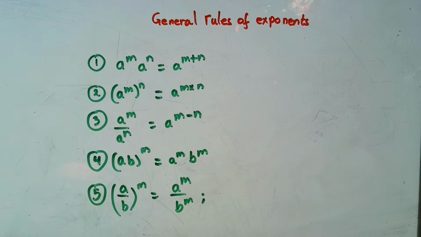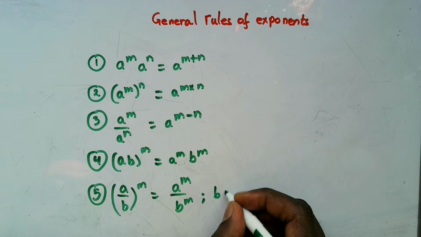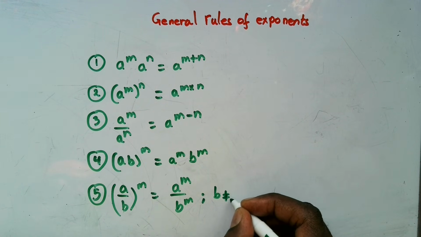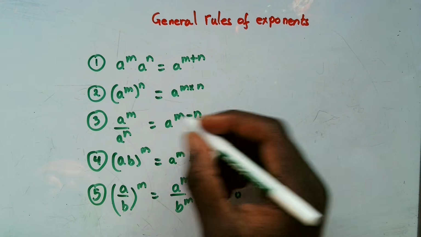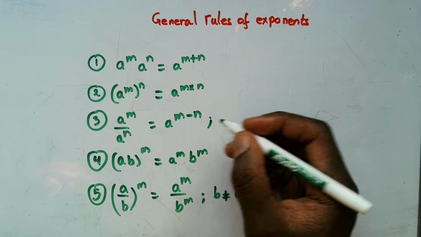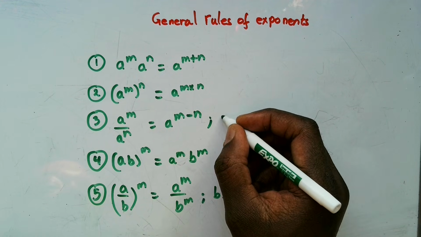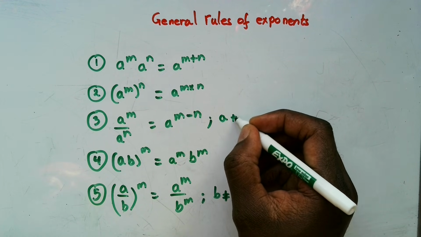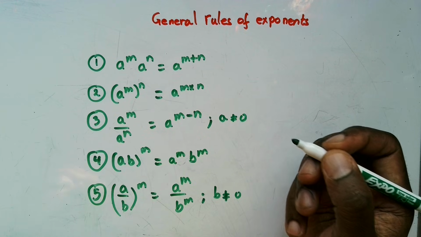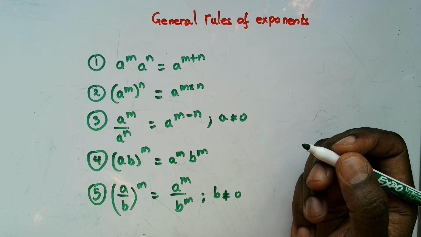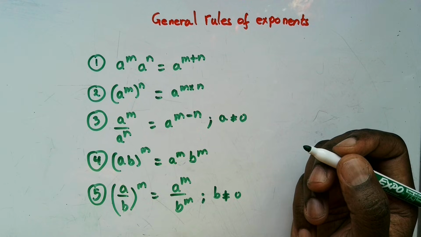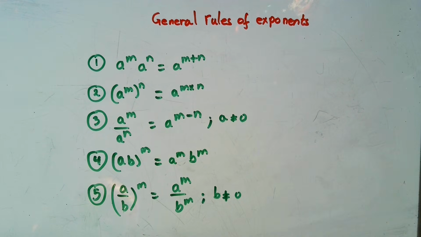Let's not forget the caveats. So b must not be equal to 0. It can be any real number not equal to 0. And here there's a caveat here as well, that a cannot be equal to 0, and once again that's because we don't divide by 0. Now this concludes our discussion of the 5 general rules of exponents.